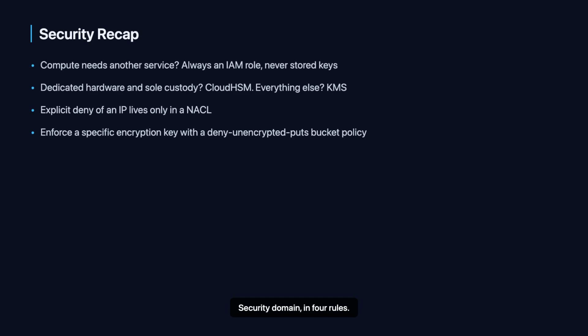Security domain in 4 rules. When compute needs another service, it's always an IAM role, never stored keys. When the requirement is dedicated hardware and sole custody, it's CloudHSM, and for everything else, it's KMS. An explicit deny of an IP lives only in a network ACL. And to enforce a specific encryption key, use a deny unencrypted puts bucket policy.